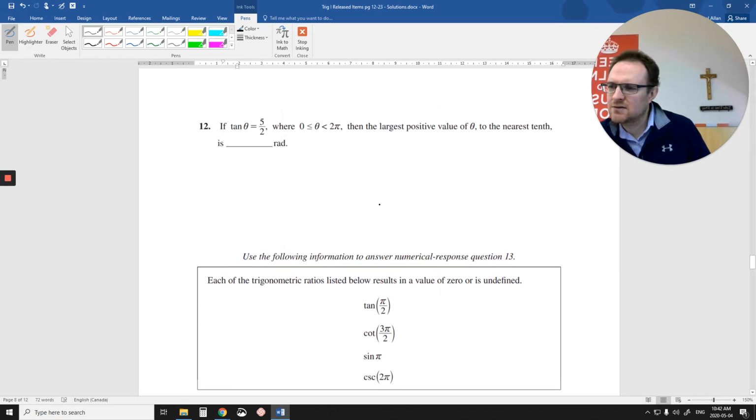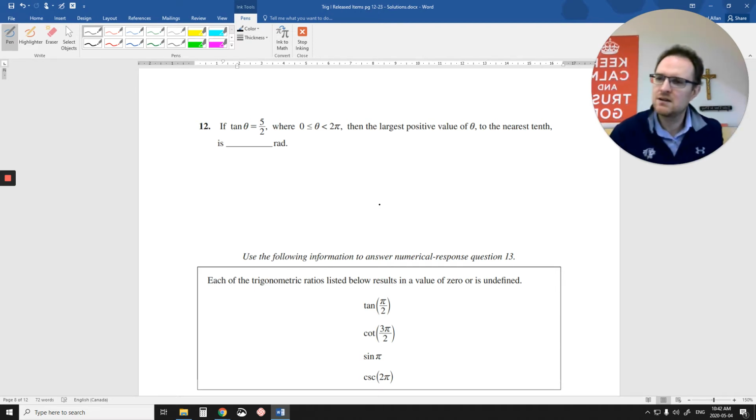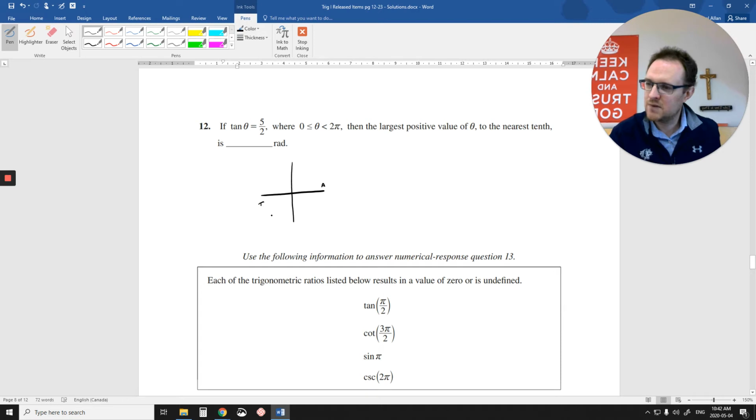Tan theta is 5 over 2, and it's in the circle, and then the largest positive value of theta to the nearest tenth of a radian is, let's figure where tan is positive. So tan is positive in these two quadrants. So my largest theta in the one circle was going to be the second one here, the one in quadrant 3. This one. Okay.